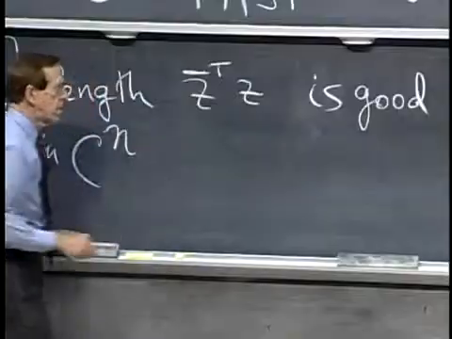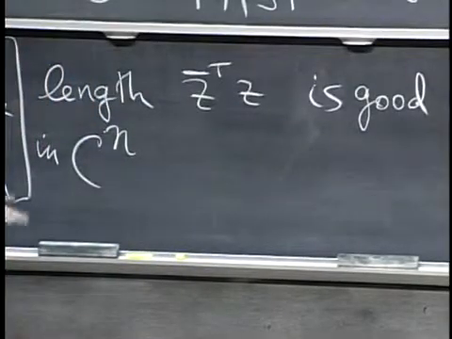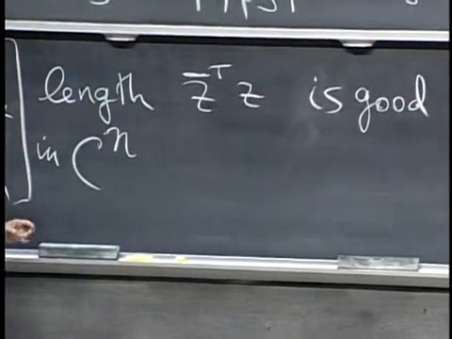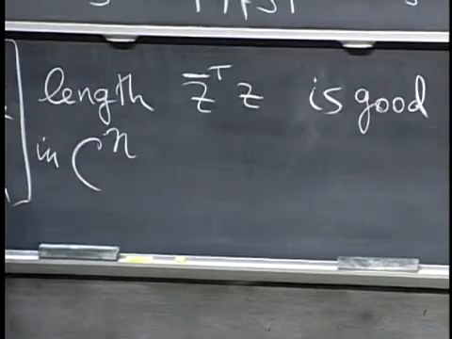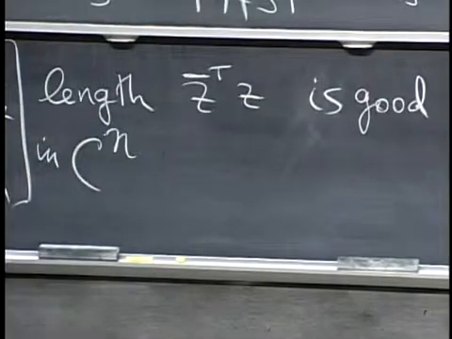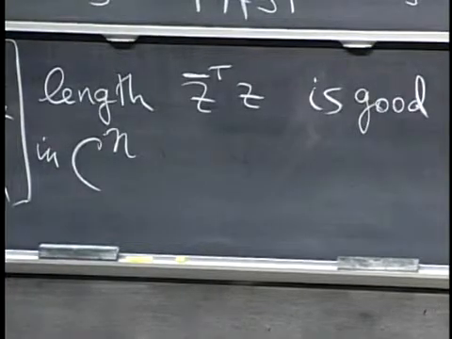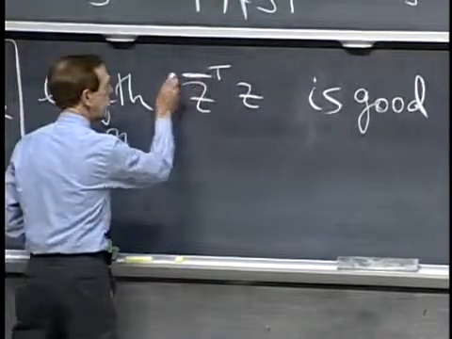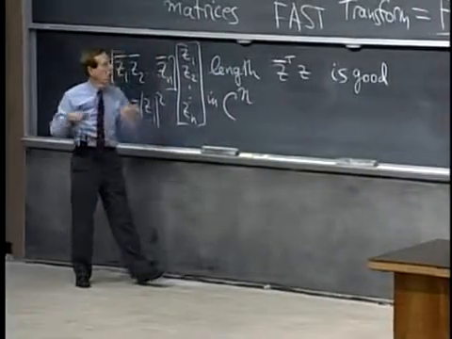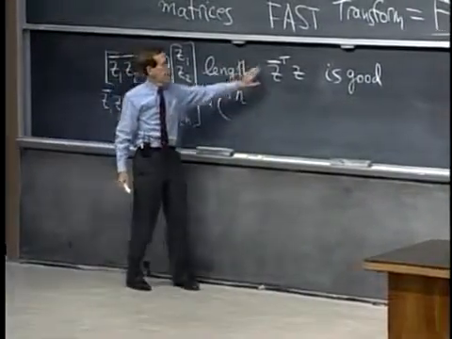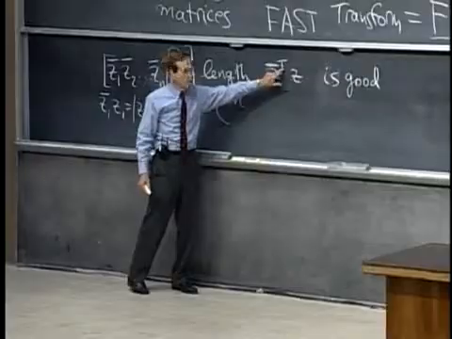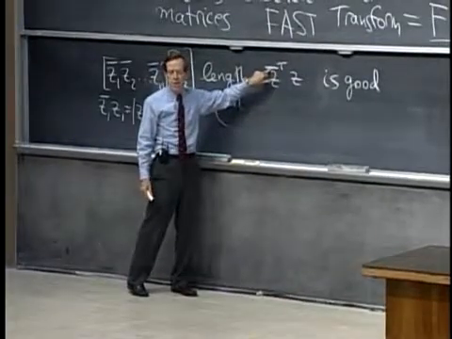Because that now gives the answer 0 for the 0 vector, of course, but it gives a positive length squared for any other vector. So it's the right definition of length. And essentially the message is that we're always going to be taking, when we transpose, we also take complex conjugate.